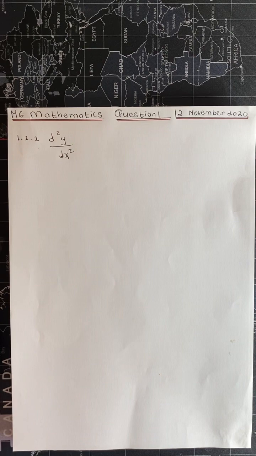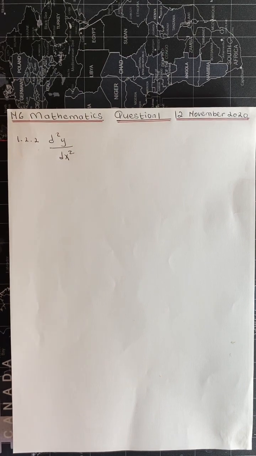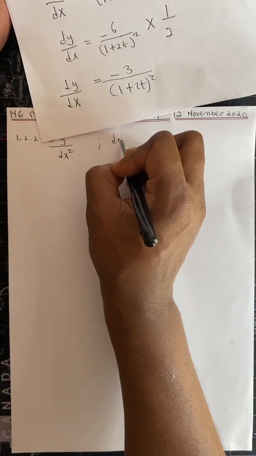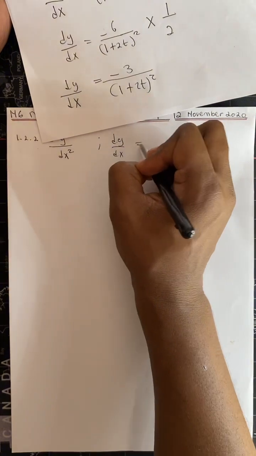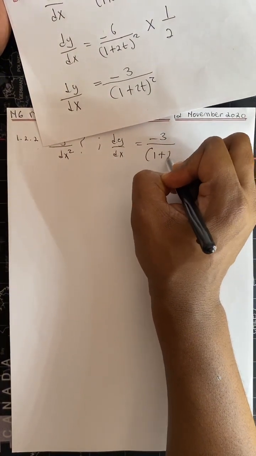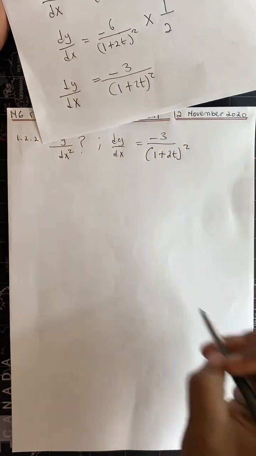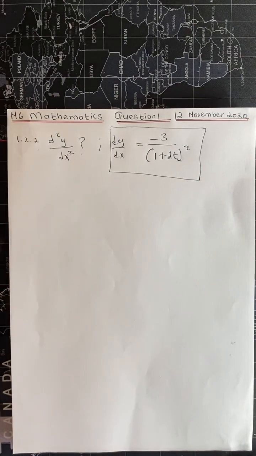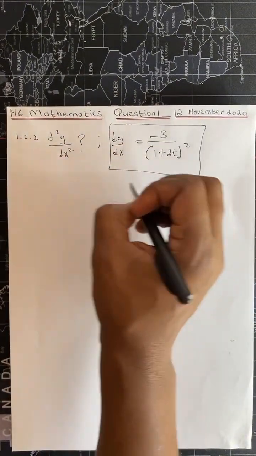Question 1.2.2, we have to find the second derivative. We already determined the first derivative as negative 3 over (1 plus 2t) squared. So this was our first derivative and now for our second derivative, we just have to differentiate it a second time.